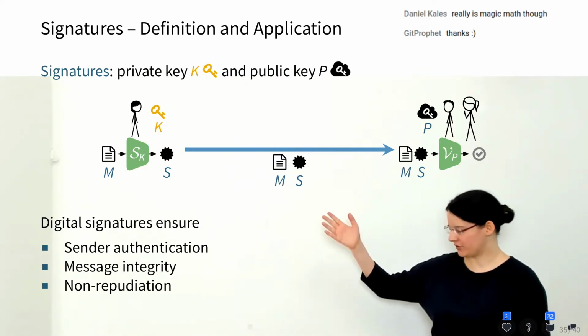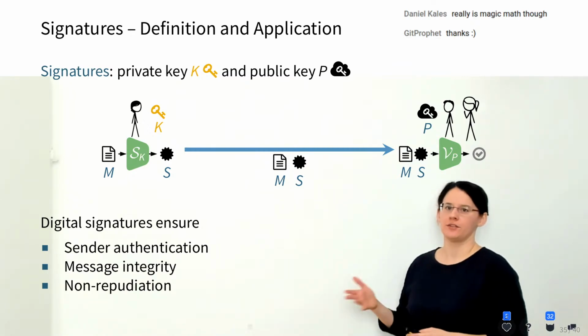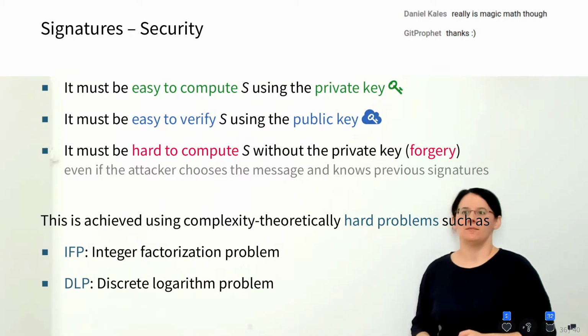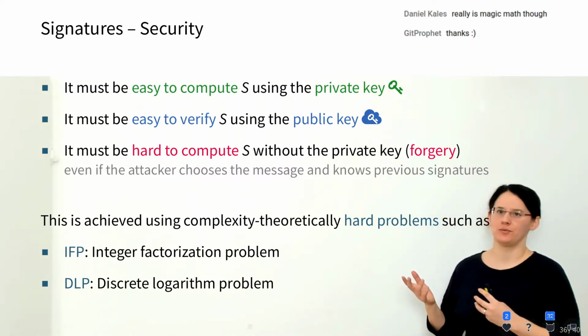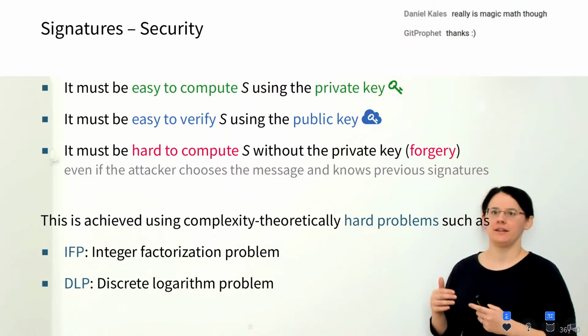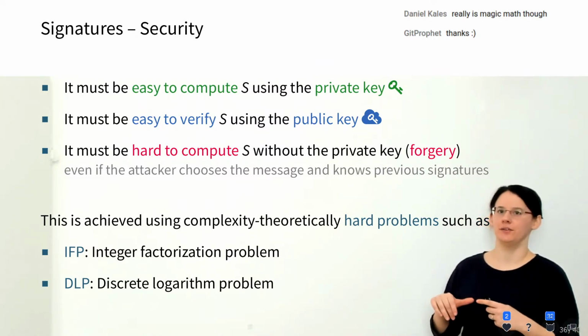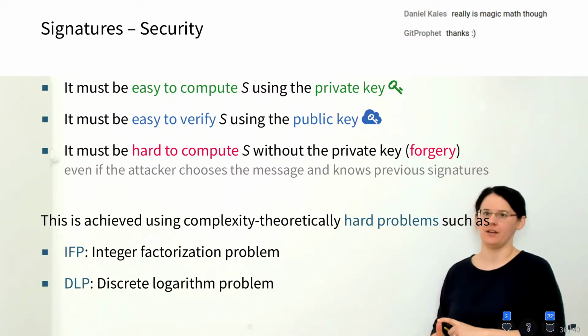So if she signed a contract or something, she won't be able to deny this later on, because nobody except her has the private key. What are the security notions that we have here? So the concept is very similar to the trapdoor functions we heard before. It must again be easy to compute the signature if you know the private key, but very hard to do it if you don't know the private key.